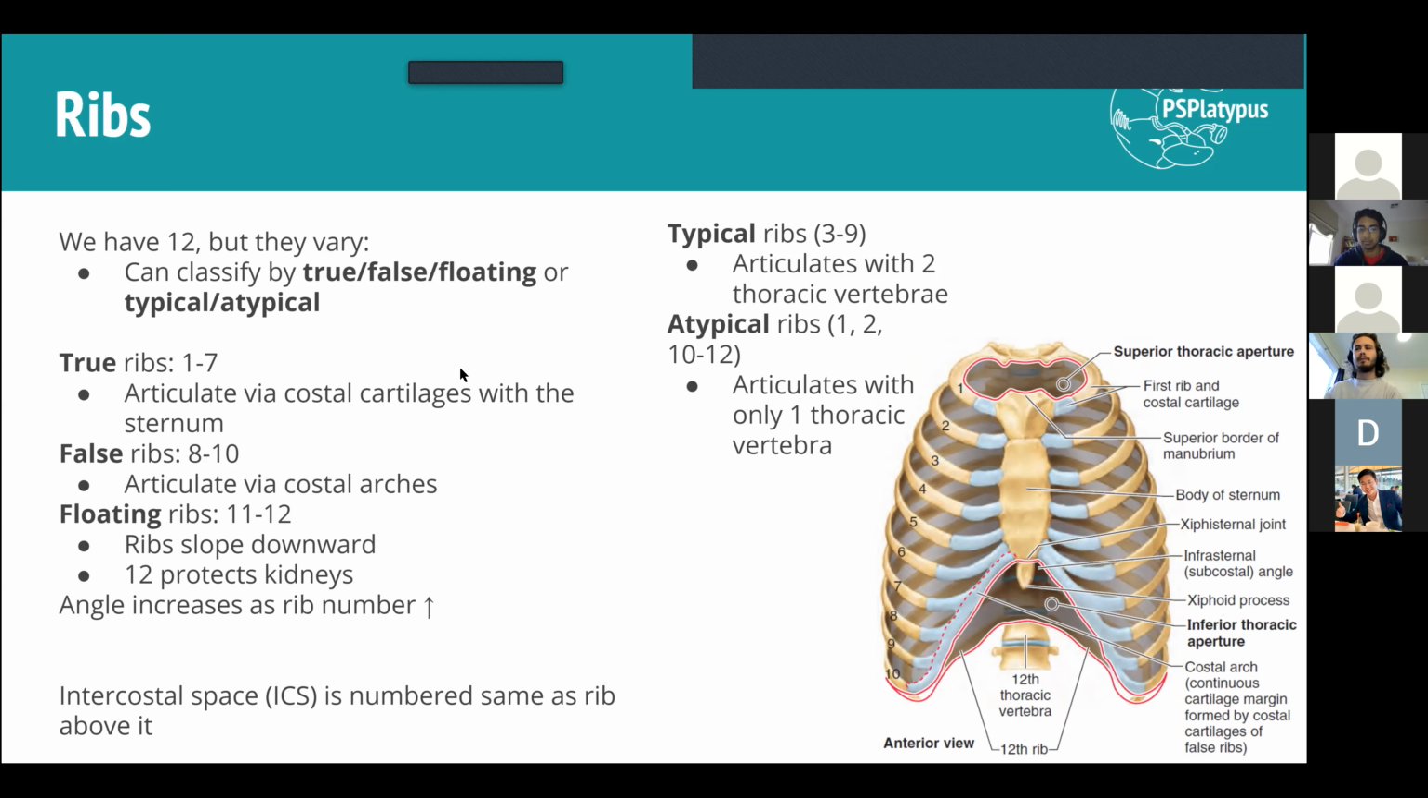So we have 12 ribs, but they vary. They're not, as you can see, even in this picture, all the exact same. They expand down at the bottom because we have more structures as we're going down into the abdomen, and also just for the shape of the body, that makes more sense.